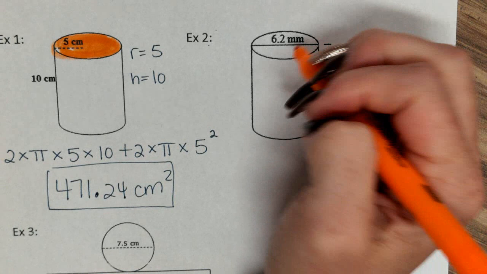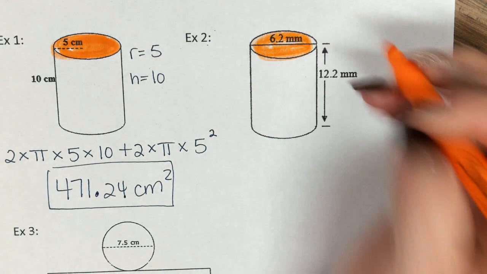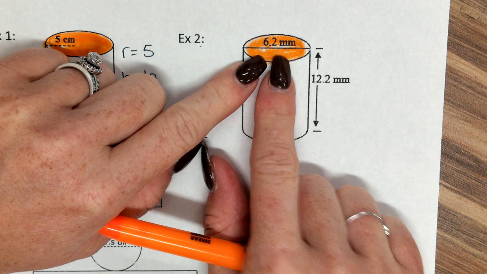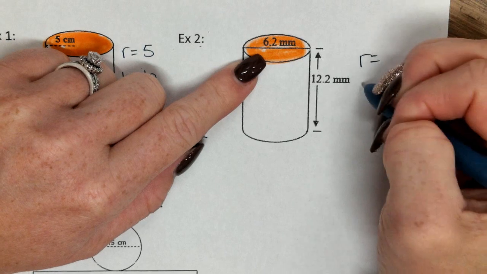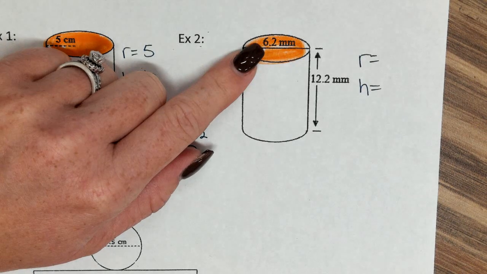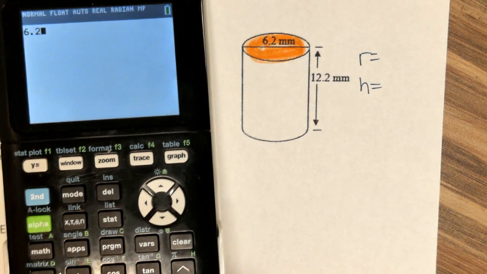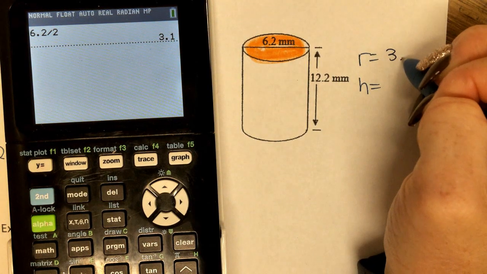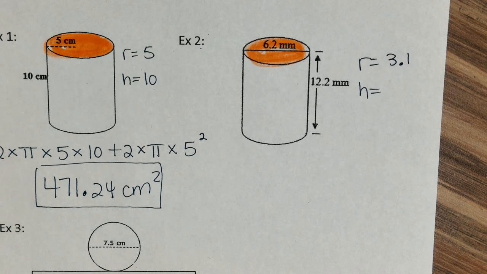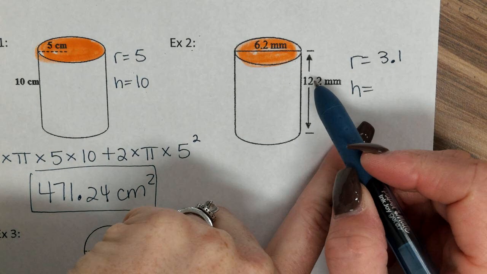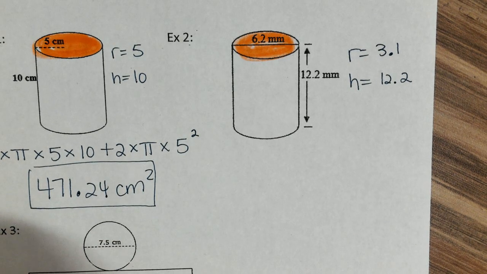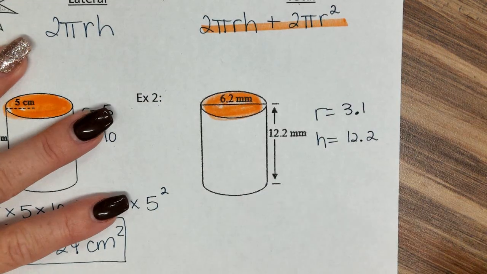Where does the radius have to come from? Did they give you radius halfway through? They gave you diameter. So I still need an R and an H, but they did not give me R. So what do I have to do to this number? Divide by 2. 6.2 divided by 2 is 3.1. Now, if you're in mode float 2, it told you 3.10. It's the same number. Okay, what is the height? 12.2.